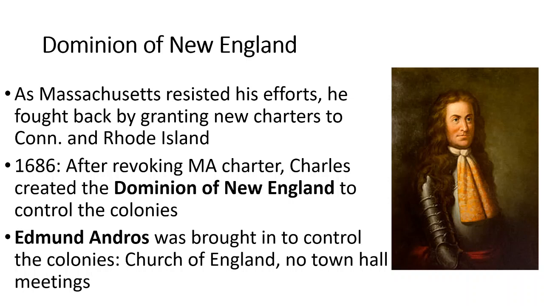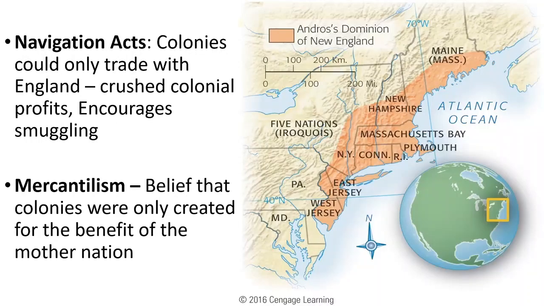So we have religious restrictions, we have political restrictions, and then on this page you can see the Navigation Acts, which had actually been passed in 1650, that only allowed colonies to trade with England. But because they'd been neglected, the colonies had been able to trade with whoever they wanted to make the most money possible. When the Navigation Acts are finally enforced by Edmund Andros in the Dominion of New England, it completely crushes colonial profits. It also encourages them to smuggle and begin breaking the law, a theme that we see pretty prevalent throughout early American history, even going into the Revolutionary period.